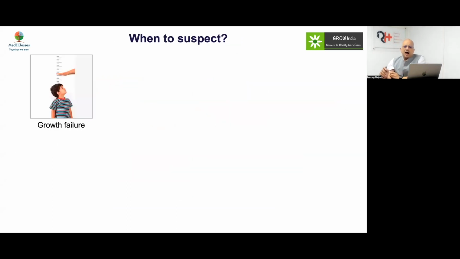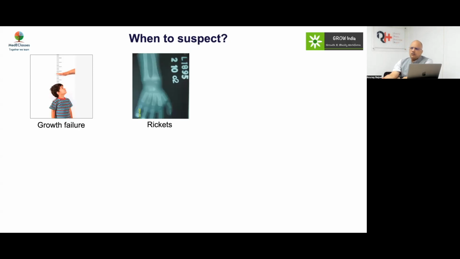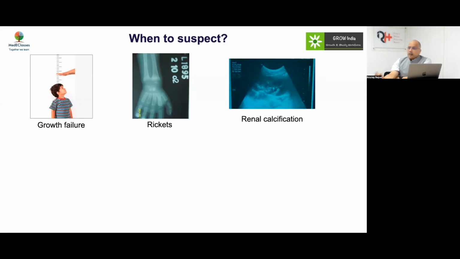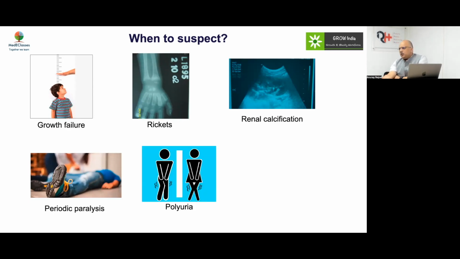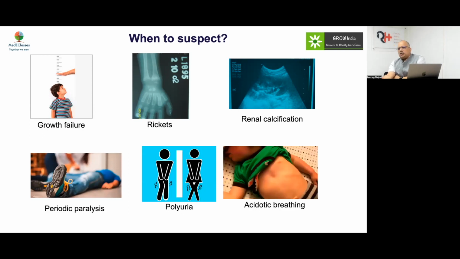So as I said, RTA has a wide mode of presentation. Anybody who is not gaining weight, especially and height, so it's a nutritional pattern growth failure, refractory rickets with a low or normal phosphorus, renal calcification with normal serum calcium, periodic paralysis with hypokalemia, polyuria of unexplained etiology, and acidotic breathing, we should always think of RTA.